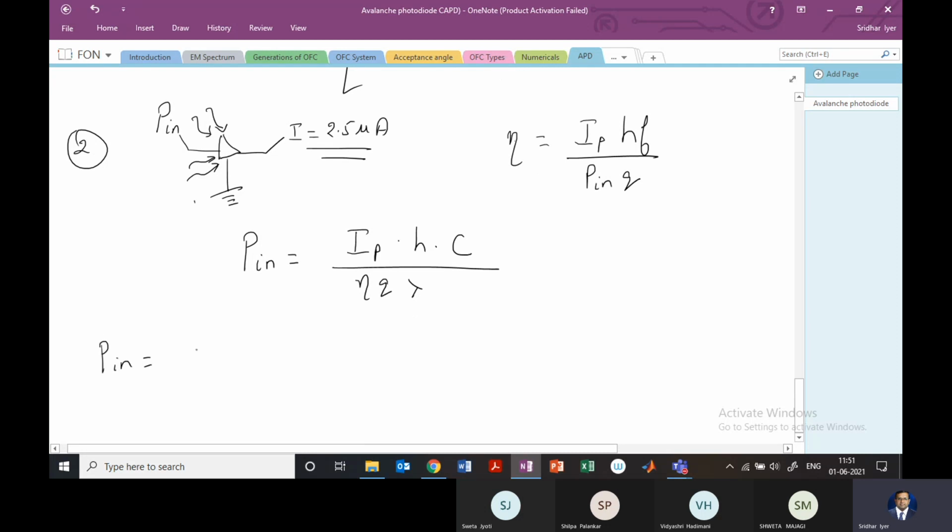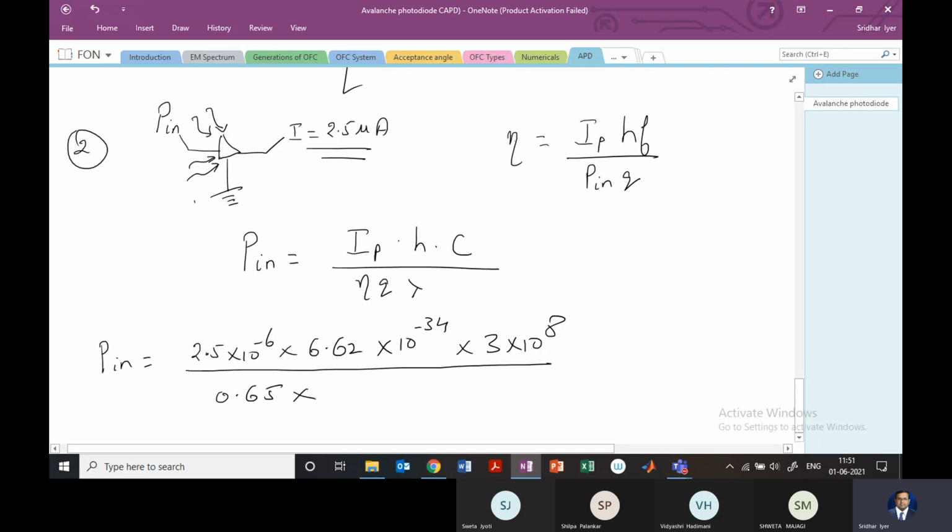So P in will be Ip, which is given to us, 2.5 into 10 raised to negative 6, into h, which is 6.62 into 10 raised to minus 34, into 3 into 10 raised to 8, and this will be divided by eta, which is given to us as 65%, so 0.65, into q, which is 1.6 into 10 raised to negative 19, into lambda, which we calculated in the first part, 1.32 micrometer, which is 10 raised to minus 6. So we can calculate this and see what answer we get.